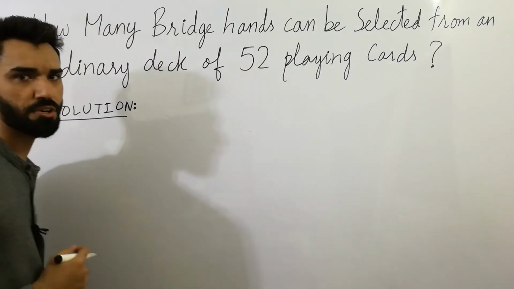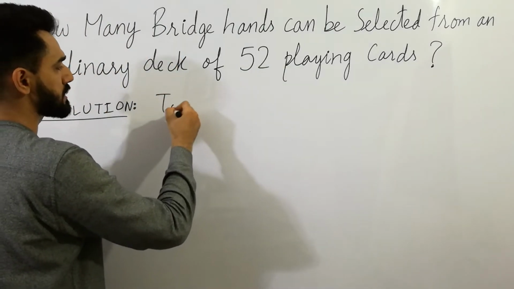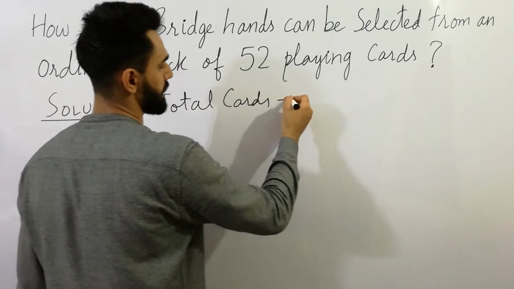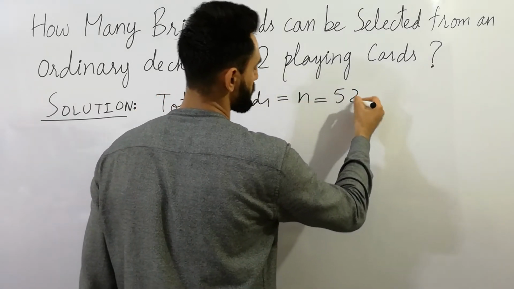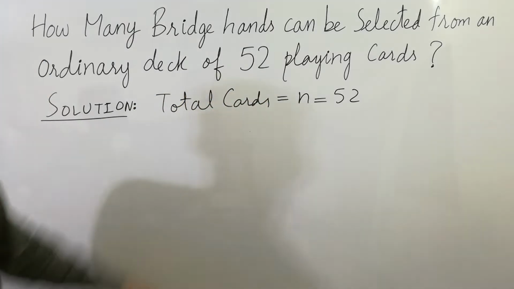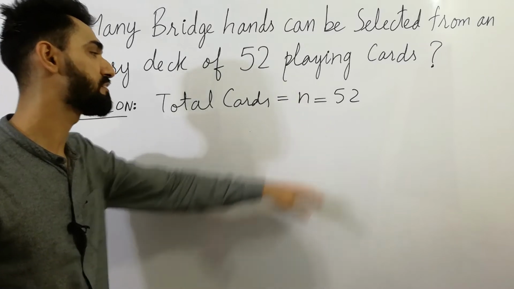This question is very shortcut. Just do that. The total cards are here. You can see that n is equal to 52. First point clear? Total cards are 52. So let's suppose that this is the n, which is 52.